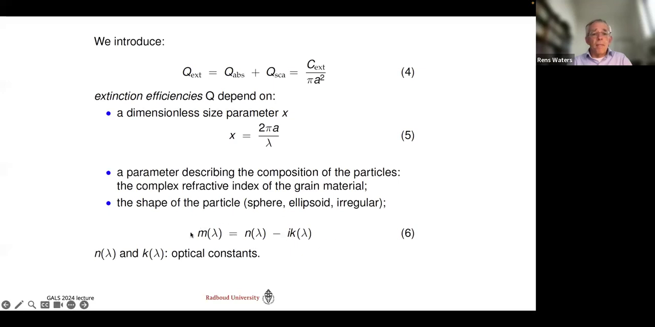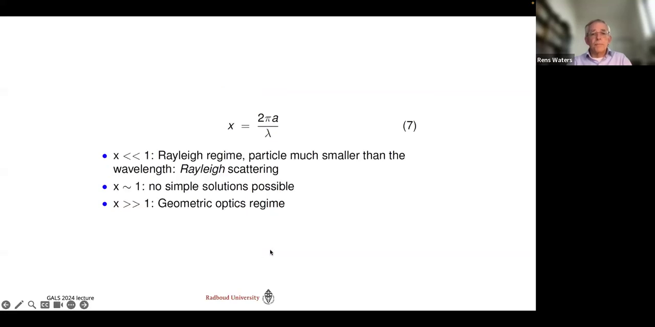It's m. The symbol is m. It's wavelength dependent, and it has a real and an imaginary part. The real part is n, and the imaginary part is k. And n and k are called the optical constants, and they depend on the different materials. So these are really the material properties. That's something to remember. So x is 2 pi a over lambda.